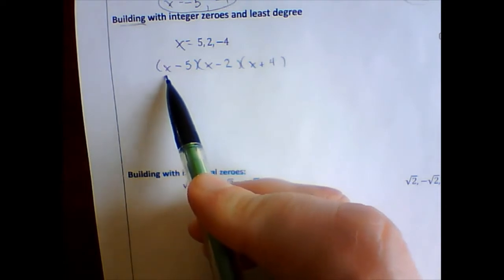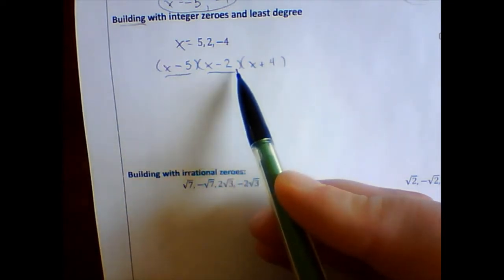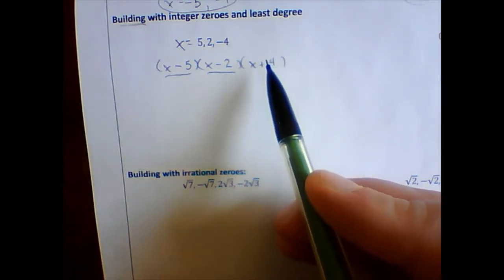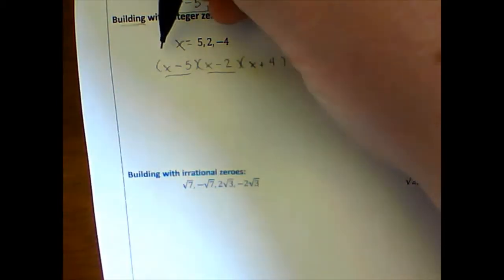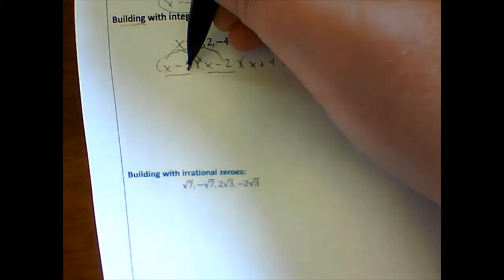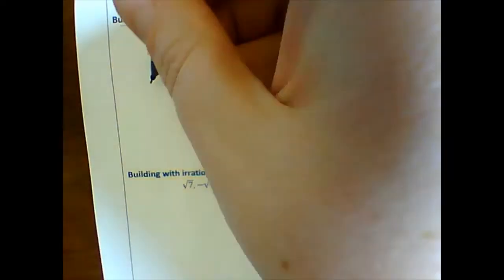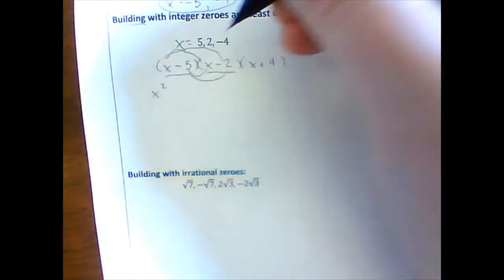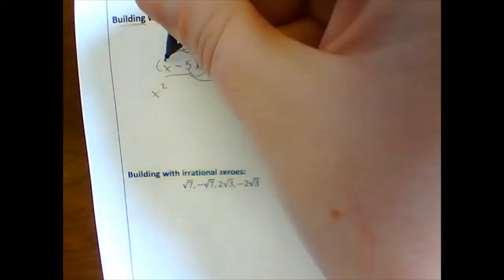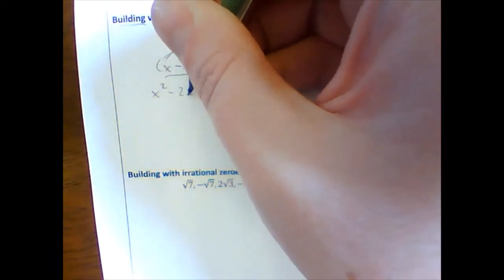We've got 1, 2, 3 parentheses, and just like we did with the 3, 7, and the 2, we're just going to hit the first 2 parentheses against each other in the beginning. X plus 4 is just going to wait. These aren't conjugates, so we're going to FOIL them. Okay? X will hit both terms in the second parenthesis, and so will the negative 5.